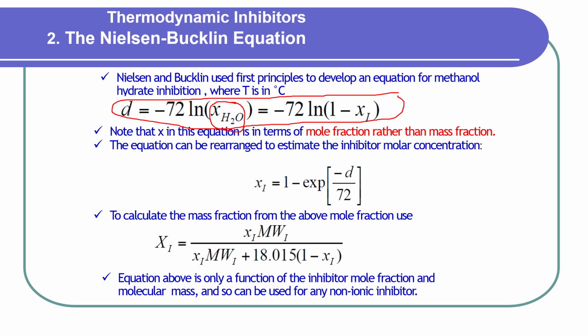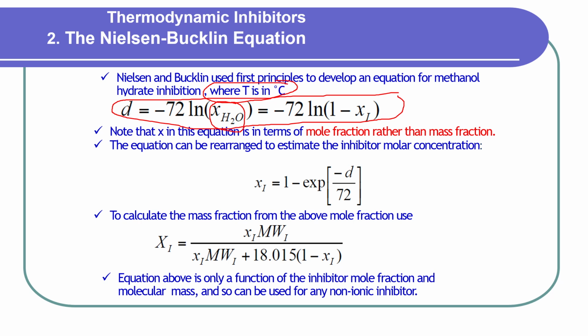For the Hammerschmidt equation, we use X to be the weight fraction of the inhibitors in the aqueous phase. For the Nelson-Buckland equation, XH2 represents the mole fraction of the H2O in the aqueous phase. And this is very important to know: you can use this equation if the temperature is in Celsius. If the temperature is in Fahrenheit, you're going to use the equation that you have seen in the previous slides.